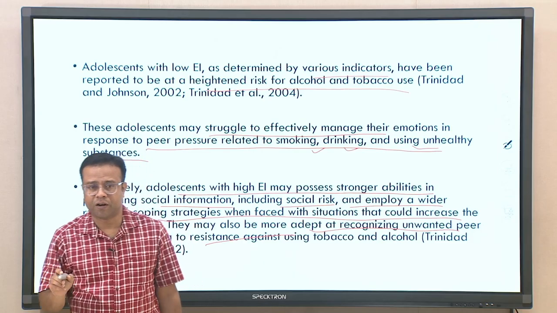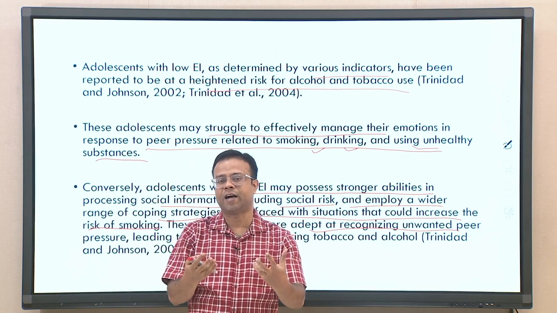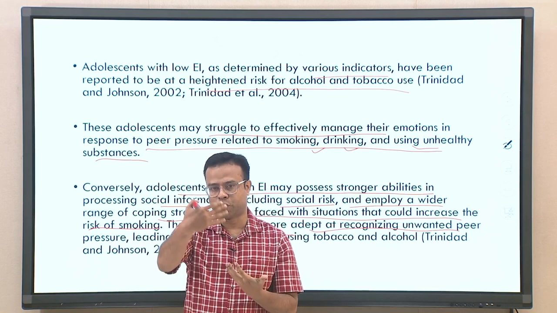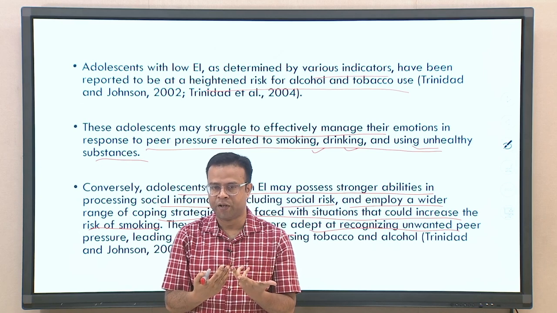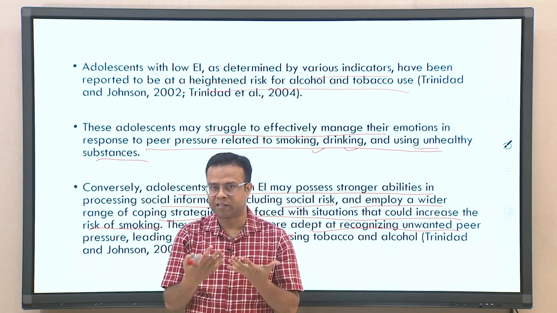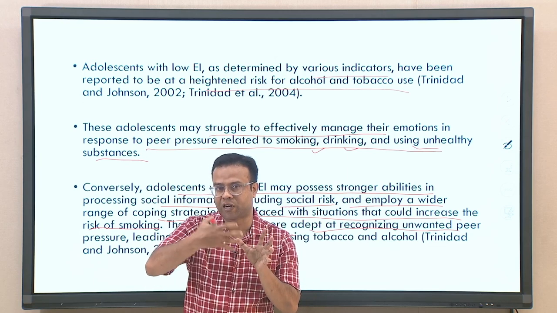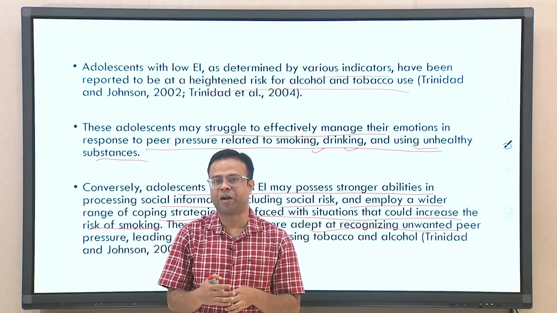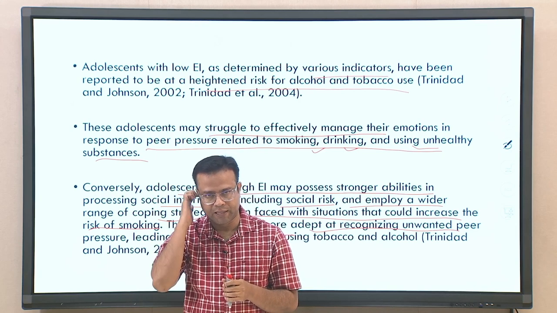So basically, adolescents with higher EI are less likely to engage in a lot of these risky behaviors like alcohol and drug use and so on, as they are more likely to effectively manage their emotions and less likely to succumb to a lot of peer pressures. So that could also be connected to health.